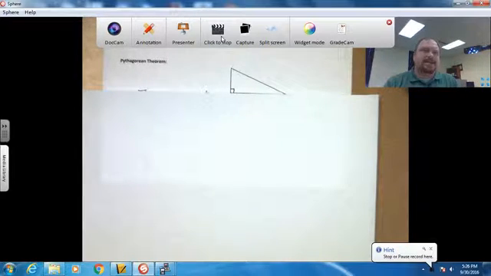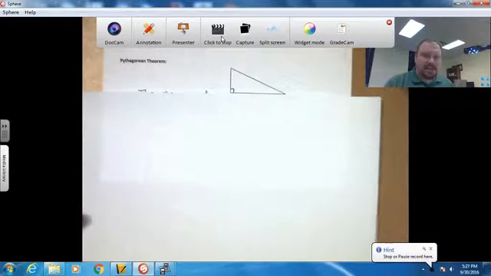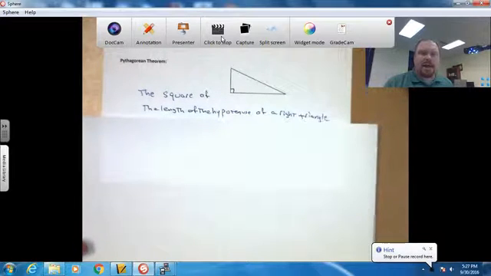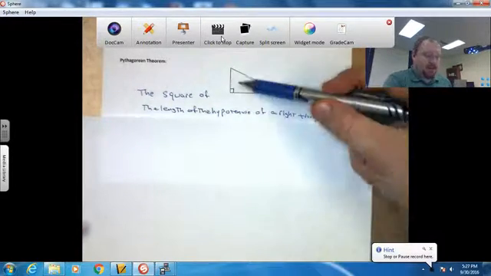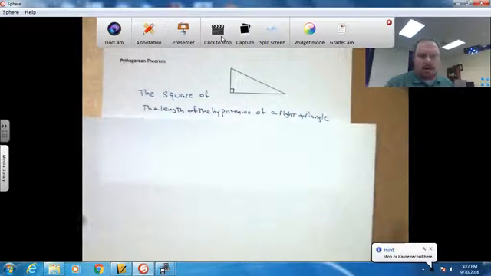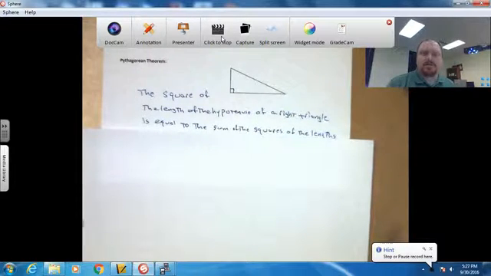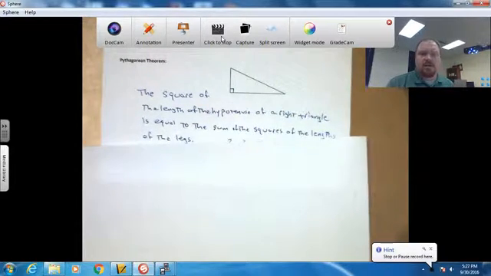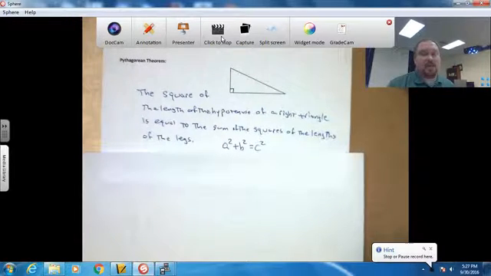So what exactly does the Pythagorean theorem say? Some of you probably think it says a squared plus b squared equals c squared, but that is not what the Pythagorean theorem says. The Pythagorean theorem says the square of the length of the hypotenuse of a right triangle, put the little square in the corner there, makes it a right triangle, 90-degree angle, is equal to the sum of the squares of the lengths of the legs.